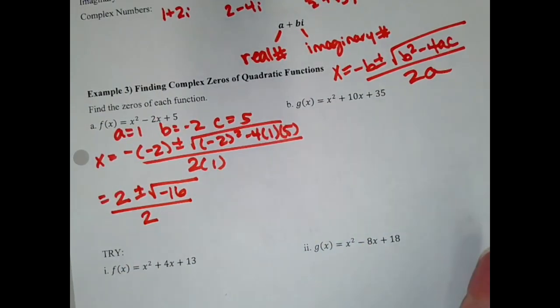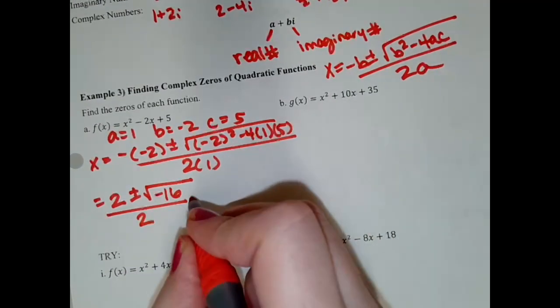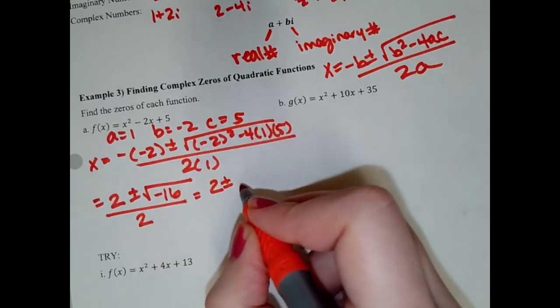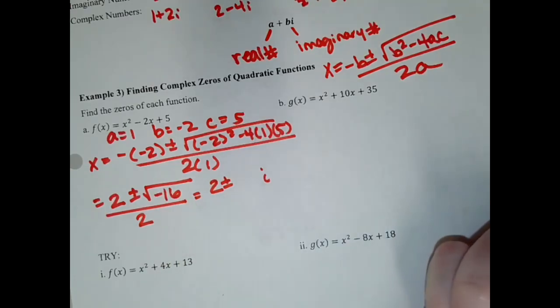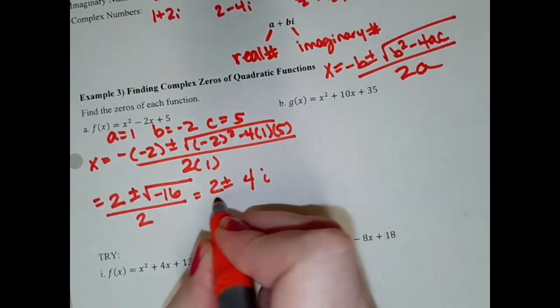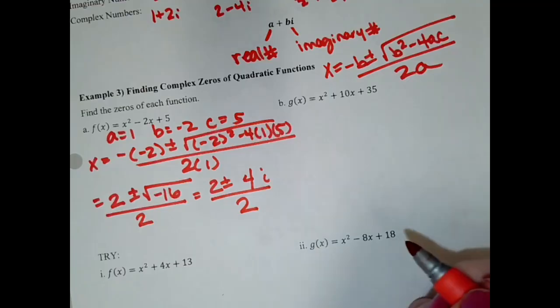So this is quadratic formula like we're used to, except we have the square root of a negative number. So the square root of a negative number is an imaginary unit, and the square root of 16 is 4. So I really have 2 plus or minus 4i over 2.